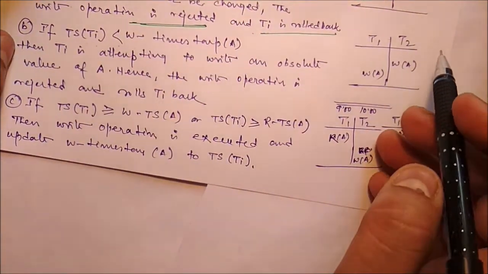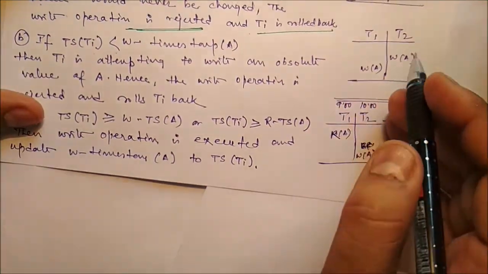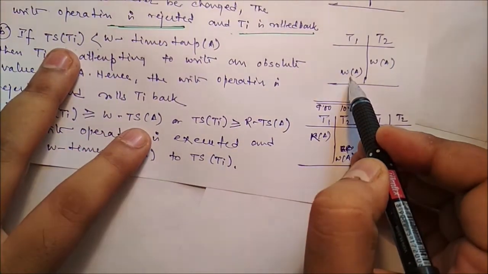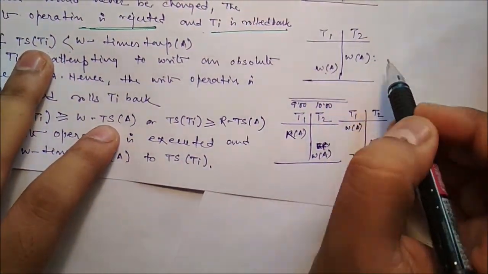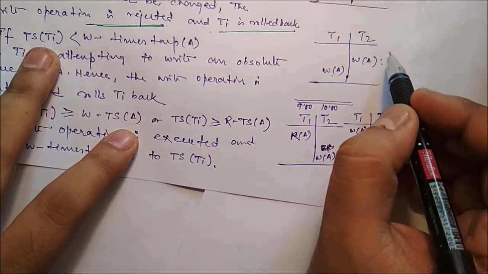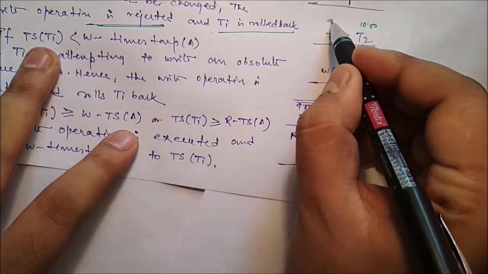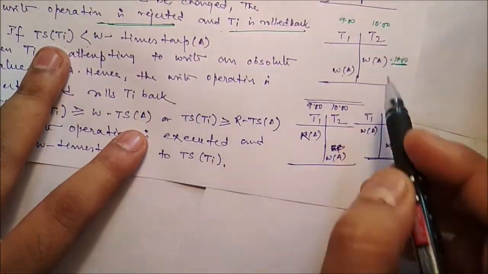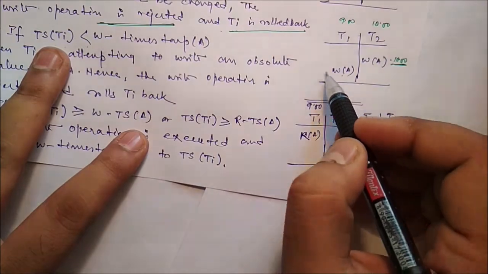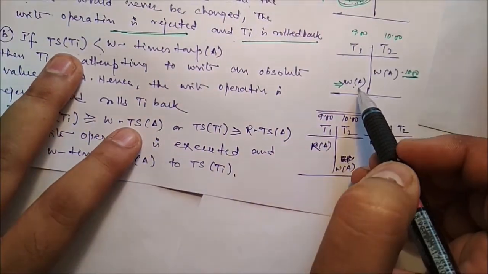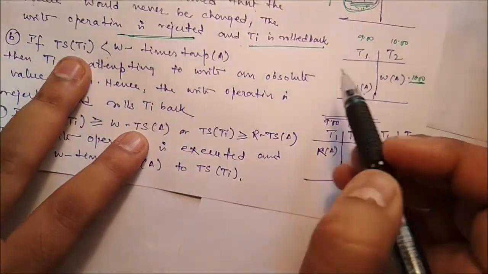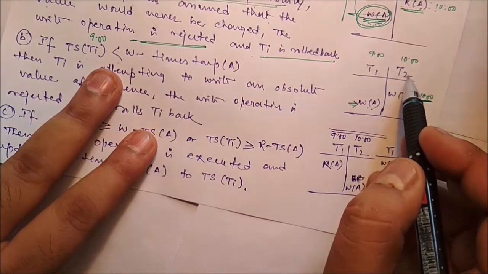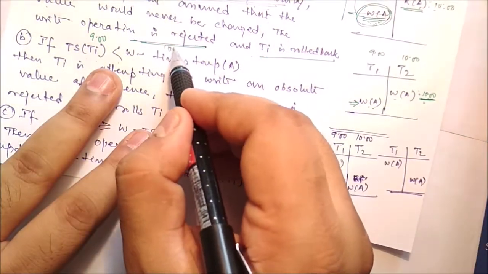Now, what is the W-timestamp? Now the Ti transaction tries to write. So what about the W-timestamp of A? Say it is 10 AM, and TS(Ti) is 9 AM. So here W-timestamp is 10 AM and T1 tries to write at that particular point. TS(T1) is 9 AM, and W-timestamp is 10 AM because T2 successfully wrote that value.